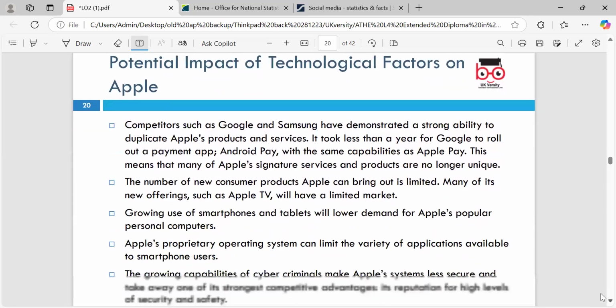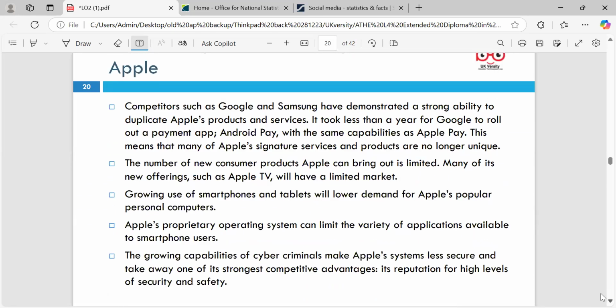So we have to look around Apple's changing competitors. That's why Apple is successful: it changes according to the environment, regularly scanning the environmental factors. Google is to roll out payment apps on Android, so we have to look around Apple's signature services. Apple can bring a number of new products to a limited market, such as Apple TV, alongside growing smartphones, tablets, and all of this.